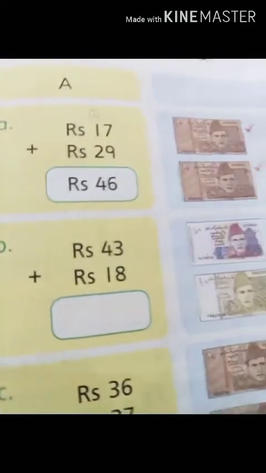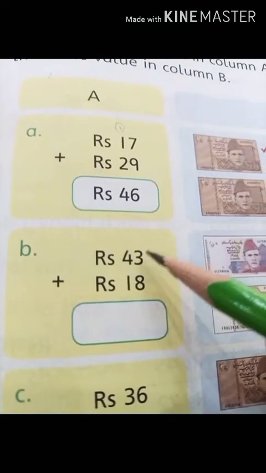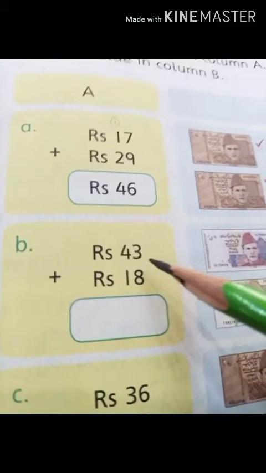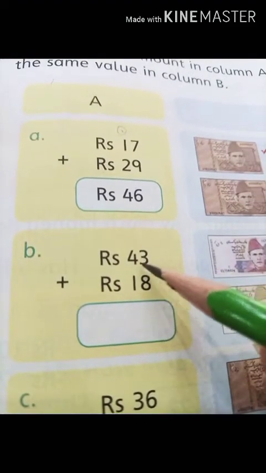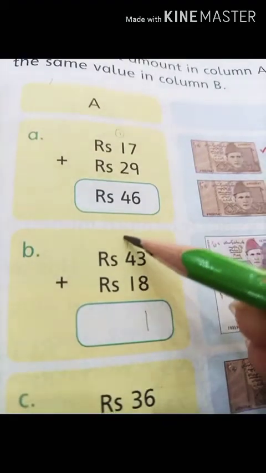Next is our part B. Here we are going to add the number 43 and the number 18. Students, let's start addition from the ones column. 8 plus 3 is equal to 11. 8, 9, 10 and 11. Let's write 1 here and carry 1 into the tens column.